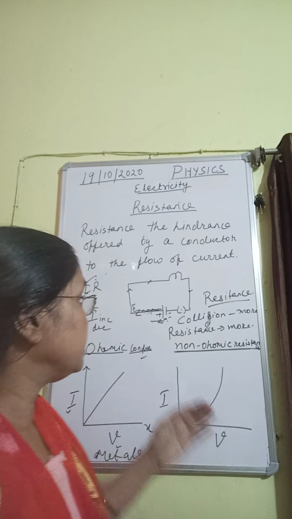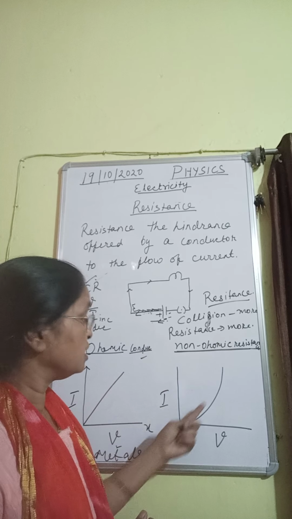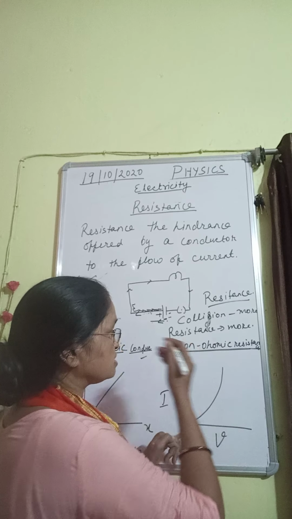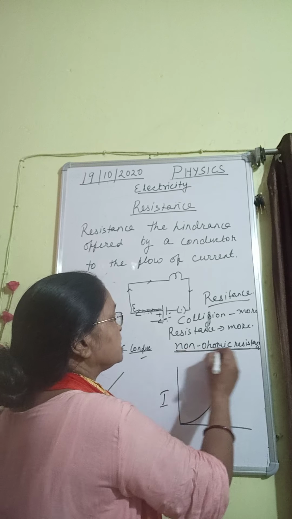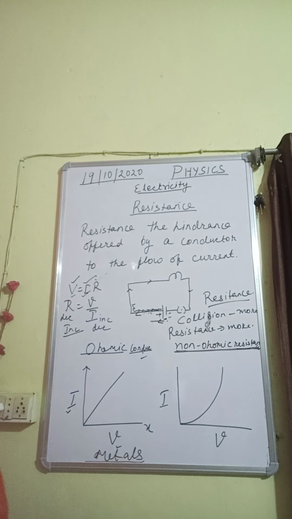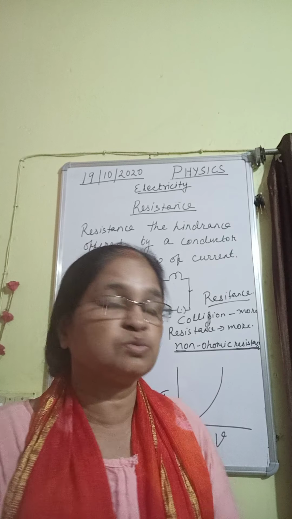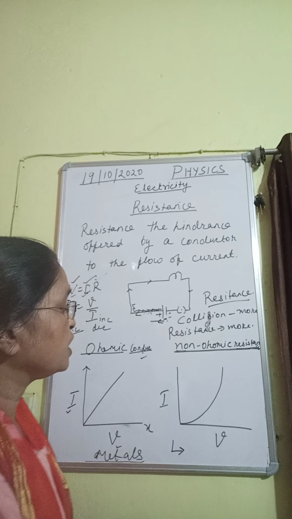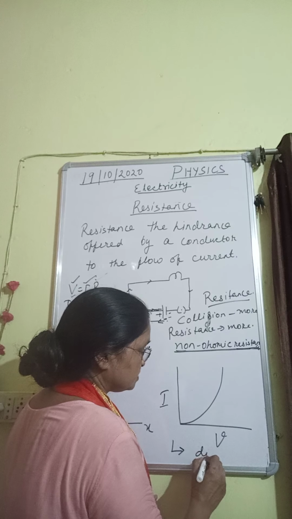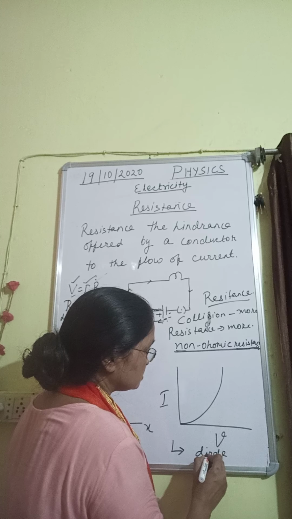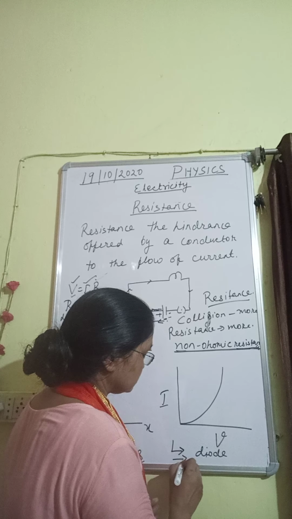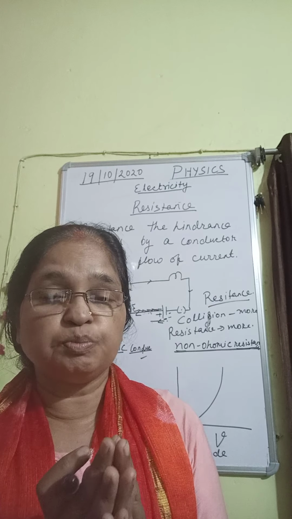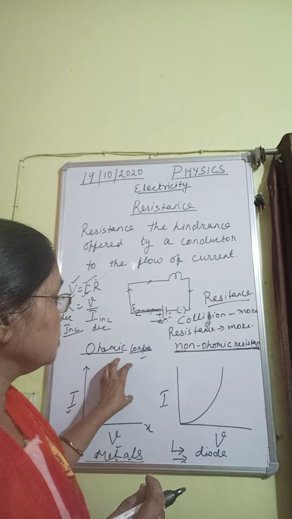Then what happens when the graph does not give a straight line? That type of graph in which we do not get the slope as a straight line is known as a non-ohmic conductor, or it has non-ohmic resistance. For example, you will get a diode, and even some of the non-metals. So these are the two parts. The first one follows Ohm's law.